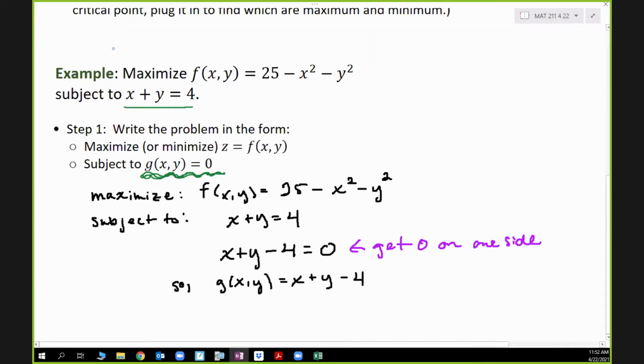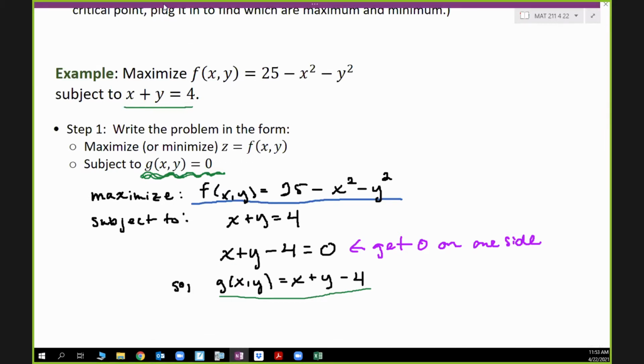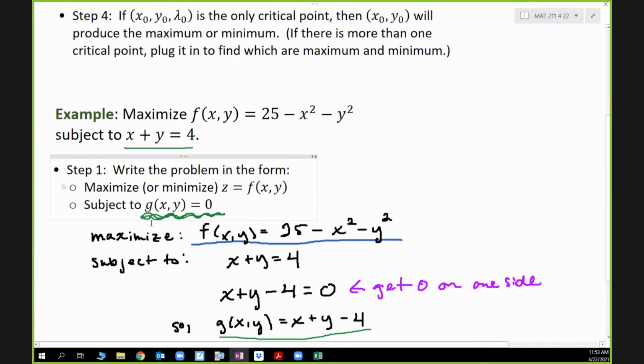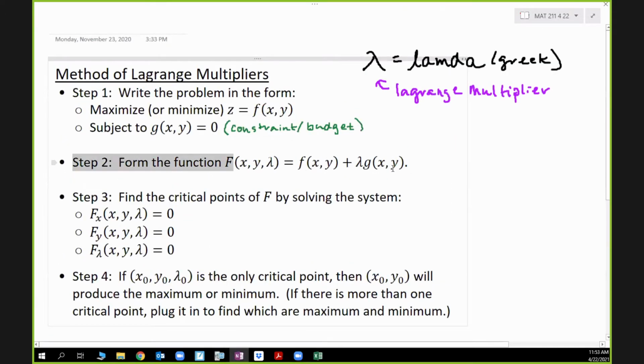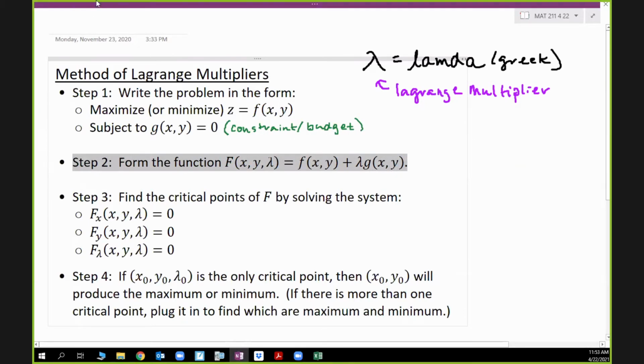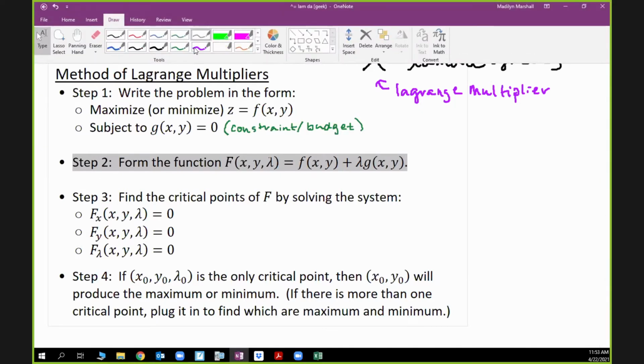So these 2 functions that we have, our f, which is the thing we're maximizing, and it could be called something else in the particular problem. And we have our g, which is going to constrain our function. Okay, so here is where we get to build our 3-variable function. So I'm going to go up and grab step 2. I should have also said these steps are in the book on page 453 as well. I'm going to write that here real quick.